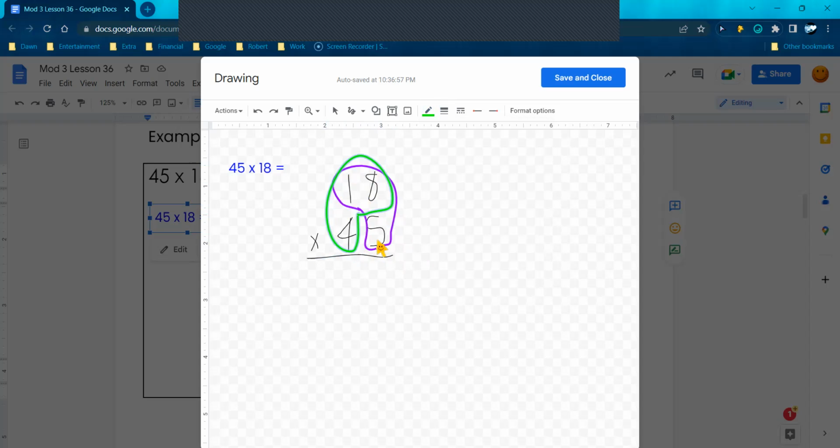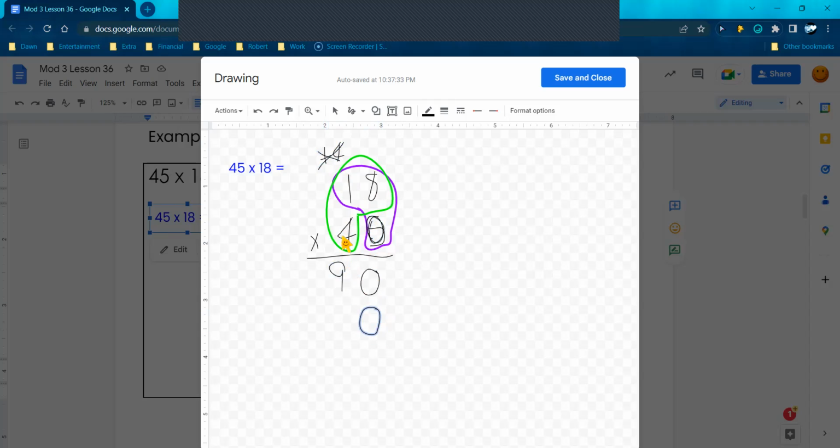And that is green. So we do 5 times 8, which is 40. So I'm going to drop my 0, and then I'm going to carry my 4. Okay. 5 times 1 is 5, plus 4 is 9. I'm going to cross this off because I've used it. Now this 5 becomes a 0 because I've used it, right? And 0 times 18 is 0.